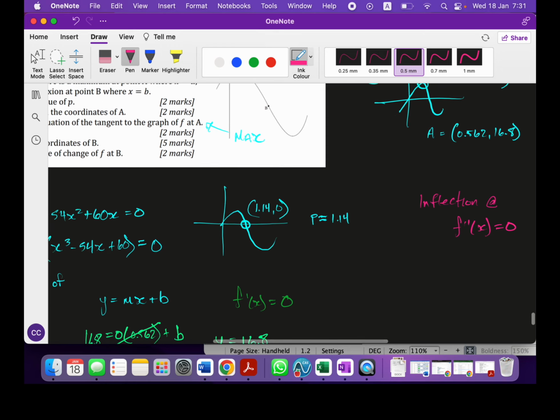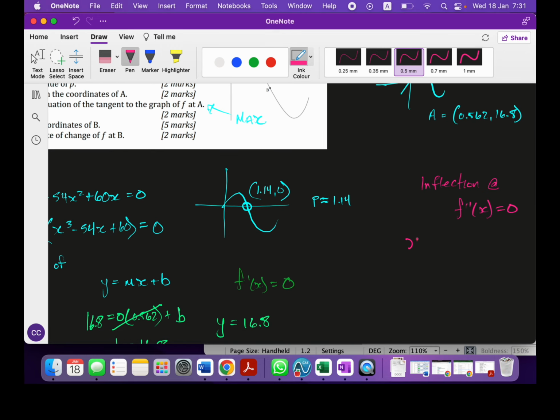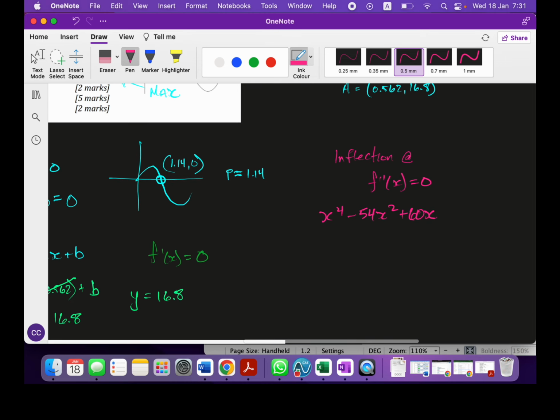So all I have to do is take this original equation, x to the fourth minus 54x squared plus 60x. That's my original equation. I'll do my derivative in green. So 4x cubed minus 108x plus 60. So that is my first derivative. Now my second derivative is going to be the same as 12x squared minus 108.